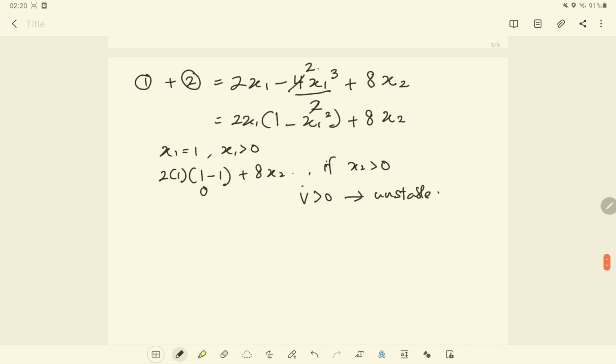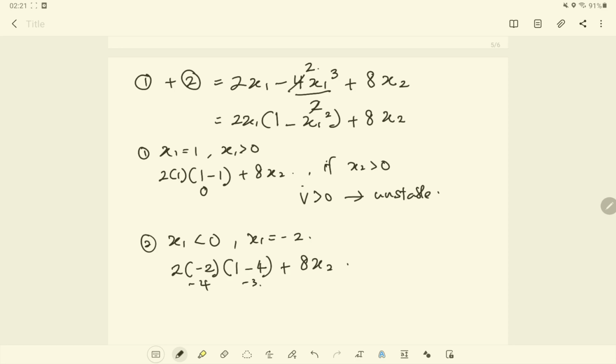Okay, what about condition number 2, what if x1 is less than 0? Let's say x1 is equal to negative 2. So 2 times negative 2, times (1 minus negative 2 squared, so 4), plus 8x2. So here we get negative 4 times negative 3, so positive 12 plus 8x2. So if x2 is greater than 0, v dot is greater than 0, so the system will be unstable.